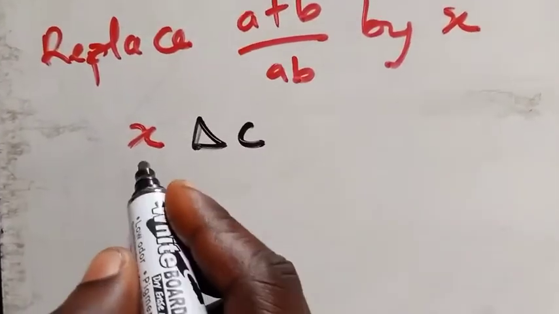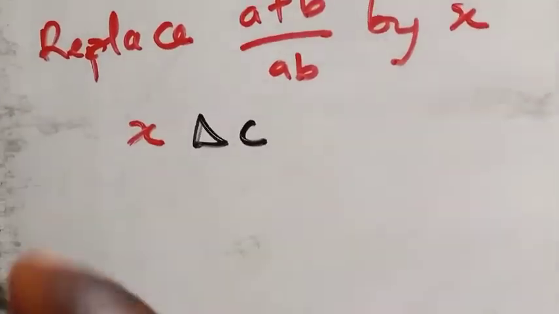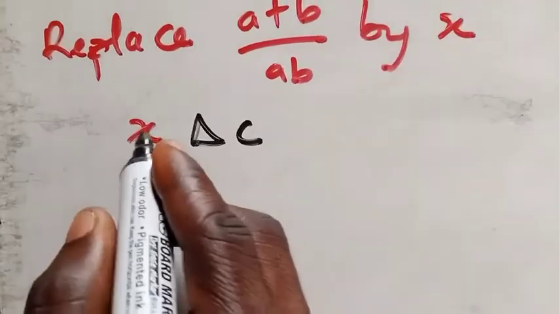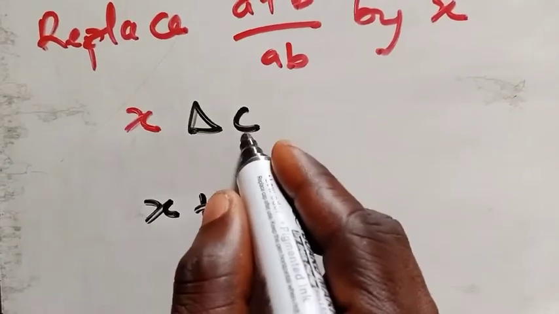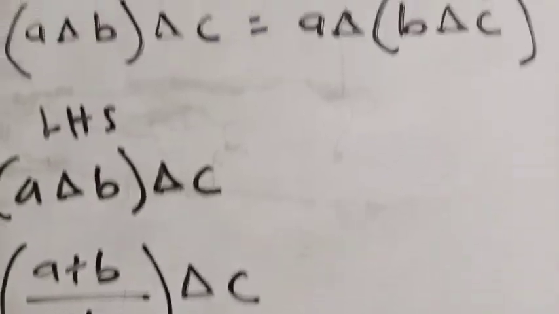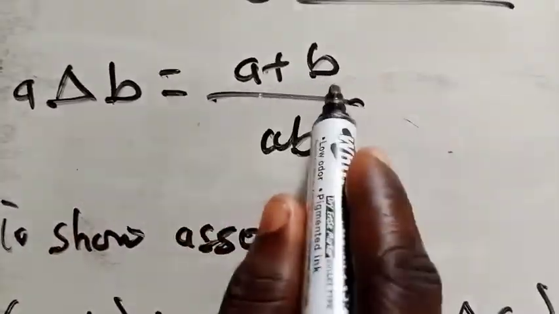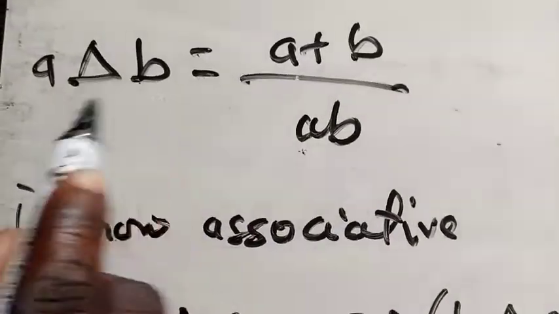If you know that this is x operation C, what are they saying? If you want to combine these, it's going to be the first one, that is x, plus the second one. Remember, this is how the operation is defined. The first plus the second, everything divided by the first multiplied by the second. So these are the two I'm dealing with.